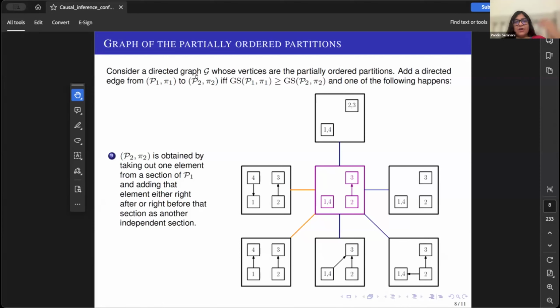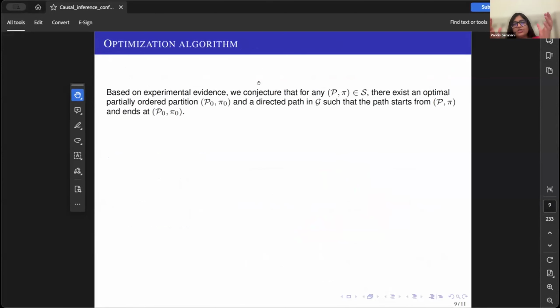So we have these rules for defining a graph where the nodes are partially ordered partitions. This graph is going to be a directed graph where there is a directed edge from P1 pi 1 to P2 pi 2 when the graphical score of P1 pi 1 is greater than or equal to the graphical score of P2 pi 2. So the direction of edges will depend on the observations and the conditional independence statements that we have inferred, and thus the graphical scores that we have computed. Based on experimental evidence, our conjecture is that if we construct such a graph, we can get from any partially ordered partition to an optimal partially ordered partition via a directed path in this graph.